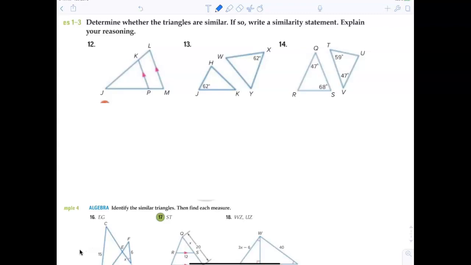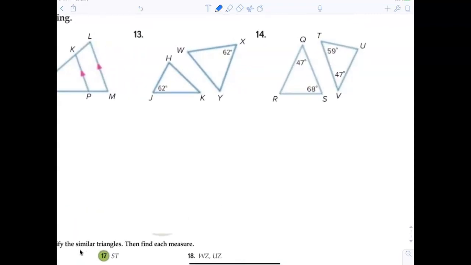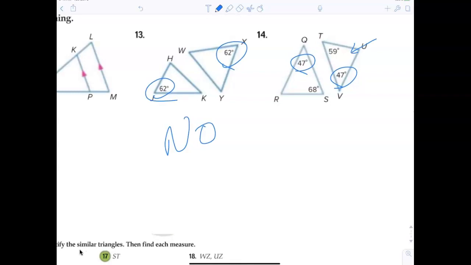So now I'm on problem 13. Yes or no? Someone tell me yes or no. No. Because the only angle we know is, everybody agree with that? So that's definitely a no. So I have 47 and 47, right? So all I have to do is figure out what this angle is. And that angle should be what?